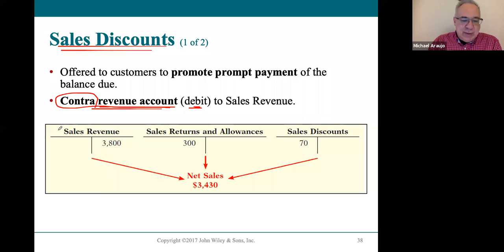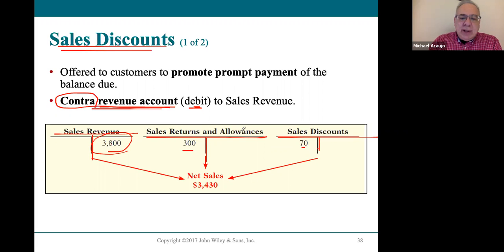So look how many revenue accounts we have. The sales revenue account, which normally is a credit side balance, as you know. But then you just learned about sales returns and allowances, which has a debit side balance. And now you're learning about sales discounts, and that also has a debit side balance.